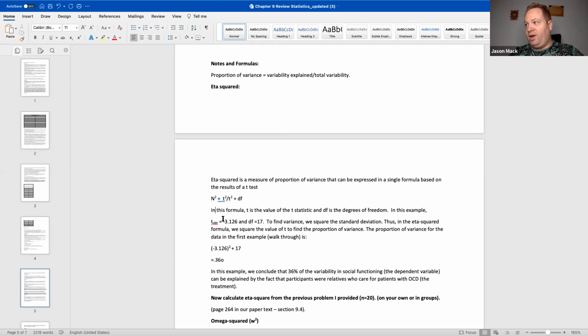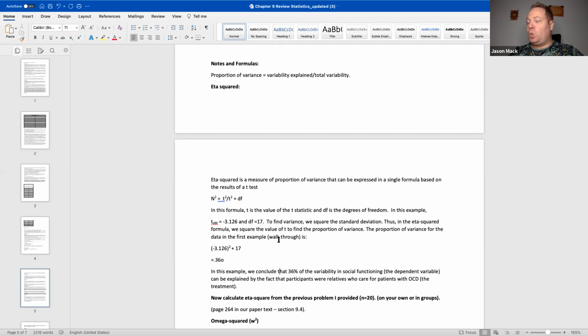Now in this formula, you can check it. If you don't get the right answer, your order of operations is out of whack and you want to redo it so you get the right one. Okay, so formula in terms of order of operations, using lots of brackets. If you're using, say, a scientific calculator, that'll usually help you do it automatically. So in this formula, t is the value of the t statistic and df is the degrees of freedom. In this example, the t obtained value is negative 3.126, which we previously calculated, and degrees of freedom is equal to 17.